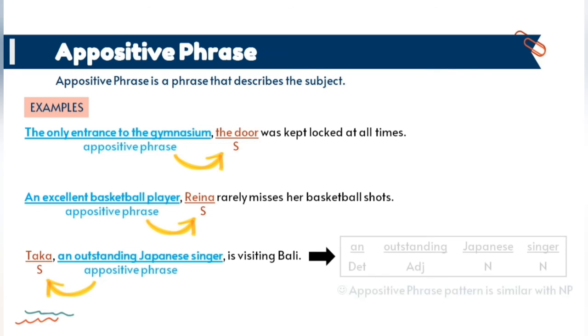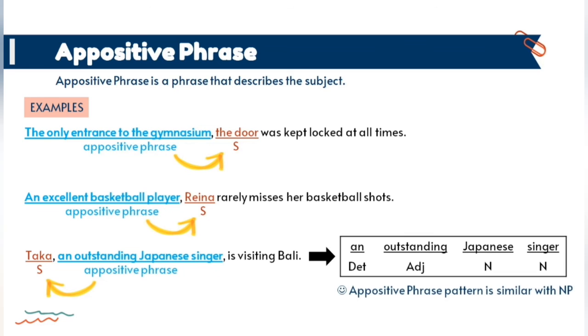In simple, ini ya, pattern an outstanding Japanese singer. An is determiner, outstanding is the adjective, Japanese is the noun, and singer is the noun. Jadi pola dari appositive phrase ini mirip seperti noun phrase. Tapi bedanya kalau appositive phrase ini hanya merupakan a phrase untuk menjelaskan subjek dari suatu kalimat.